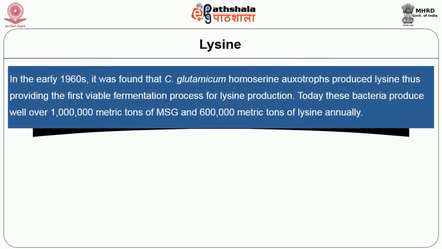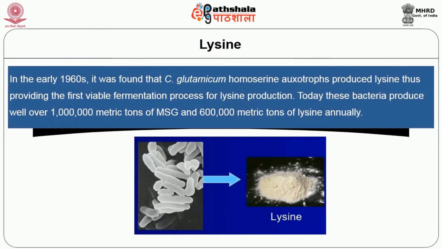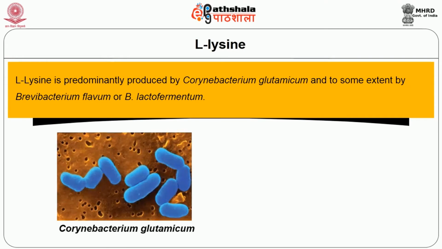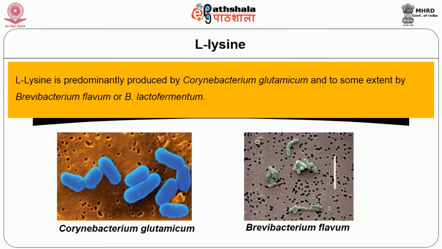In the early 1960s, it was found that Corynebacterium glutamicum homoserine auxotrophs produced lysine, thus providing the first viable fermentation process for lysine production. Today, these bacteria produce well over 10 lakh metric tons of monosodium glutamate and 6 lakh metric tons of lysine annually. L-lysine is predominantly produced by Corynebacterium glutamicum and to some extent by Brevibacterium flavum or Brevibacterium lactofermentum.